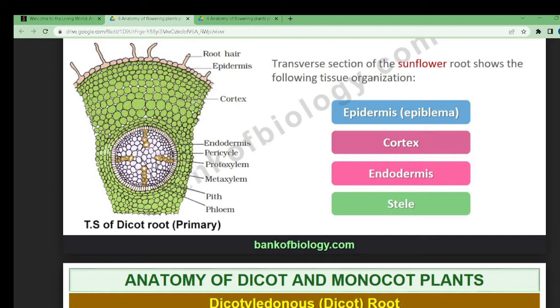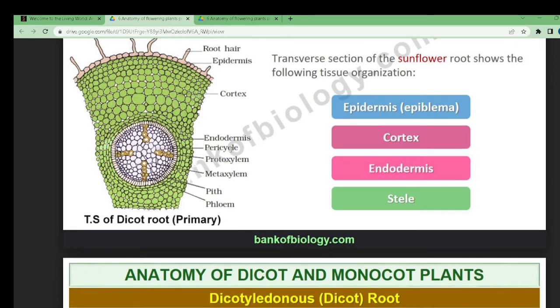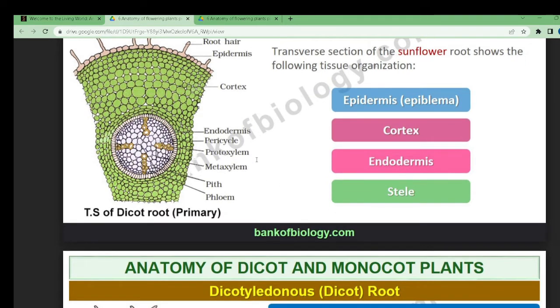Phloem is present, xylem is present, with some protoxylem and metaxylem, which are nothing but the primary and the secondary one. Meta is the secondary one and primary is the proto. So in this case the metaxylem, the secondary one, is present in the center and the proto is present at the periphery, and it is opposite in the case of the shoot system.